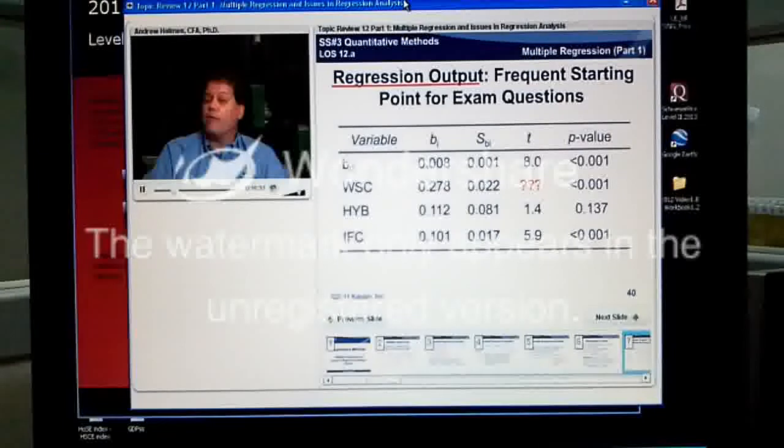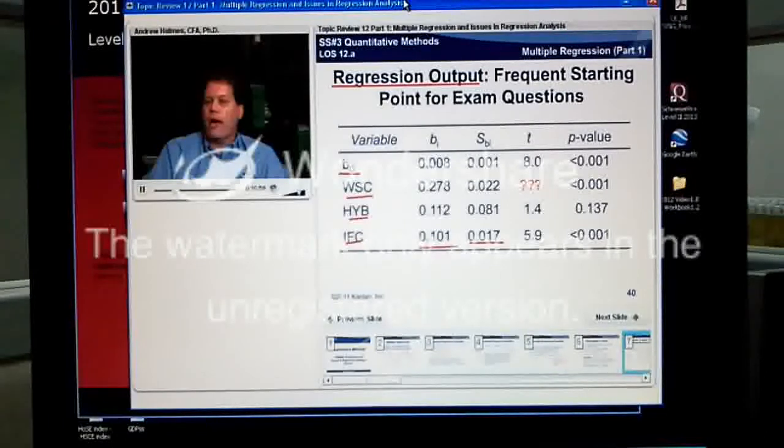So what we have is we've regressed hedge fund returns against the 3 independent variables. So we're going to get an intercept, and here are our 3 independent variables, okay: the small cap, the high yield bonds, and the emerging markets. And we're given the coefficients themselves. So if we look at the emerging markets, the coefficient on the emerging market variable is 0.101.